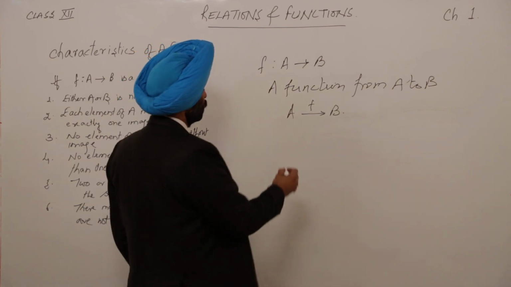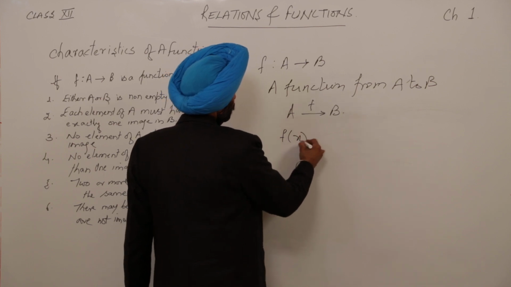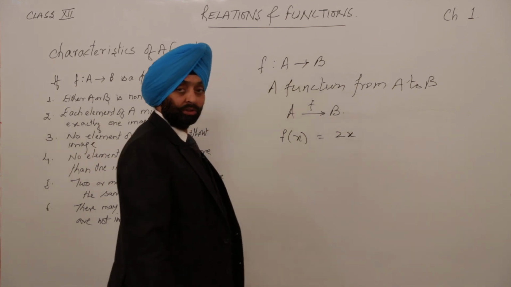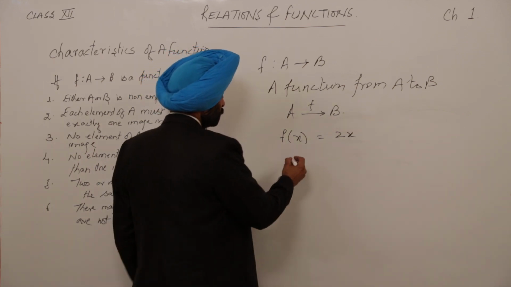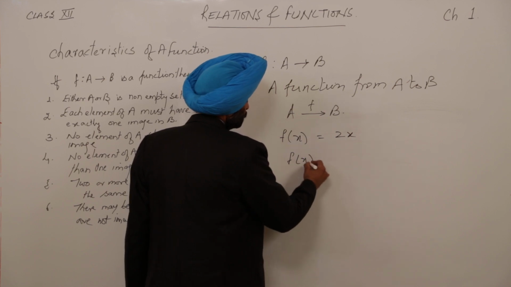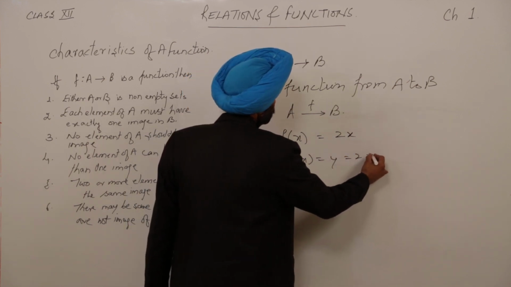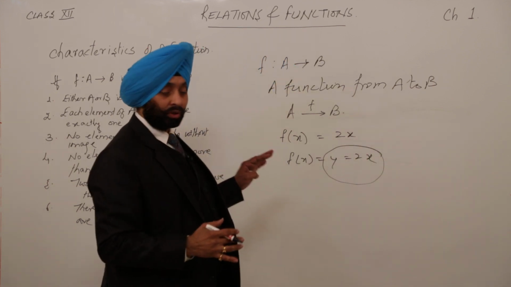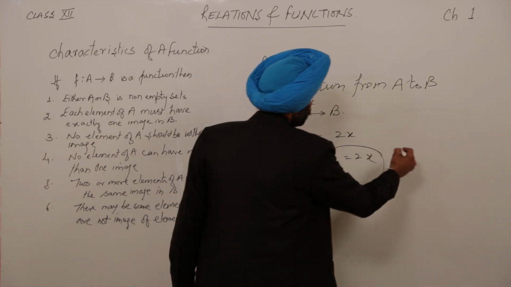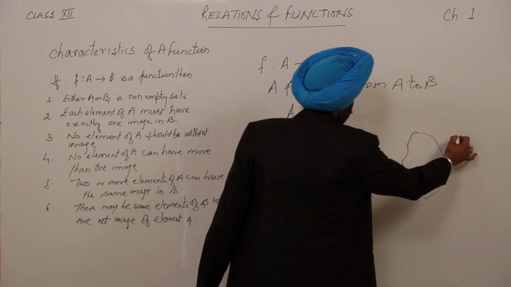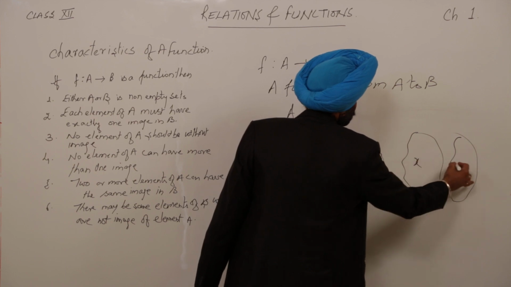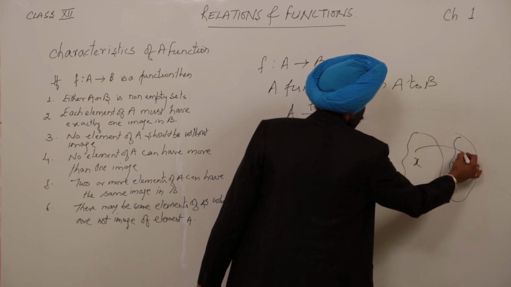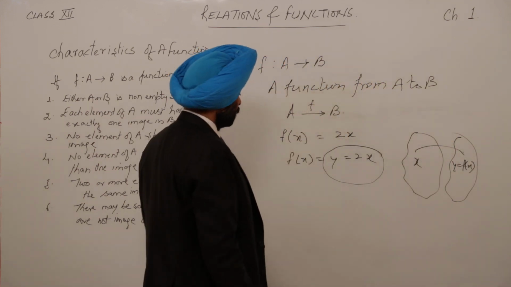Now mathematically, suppose we write f(x) equal to 2x. In a function we write f(x) equal to y, and y is equal to 2x. Now this means y is 2x. Here I have written this is x and this is y equal to f(x). This is y equal to f(x), one and the same thing.